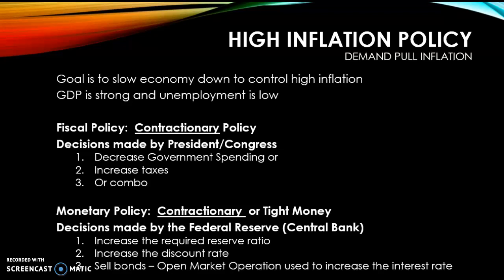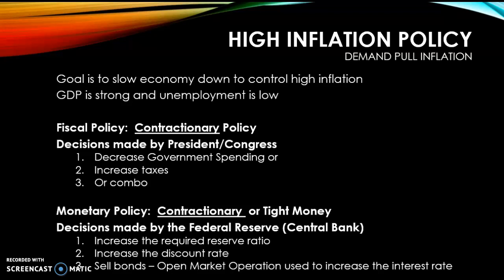So GDP is strong and unemployment is very low. Our appropriate fiscal policy is called contractionary. And so the president and Congress would either decrease government spending or they could increase taxes or a combo. So that would slow things down so there'd be less spending.